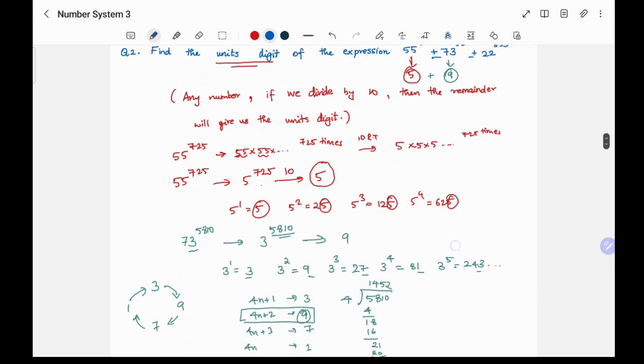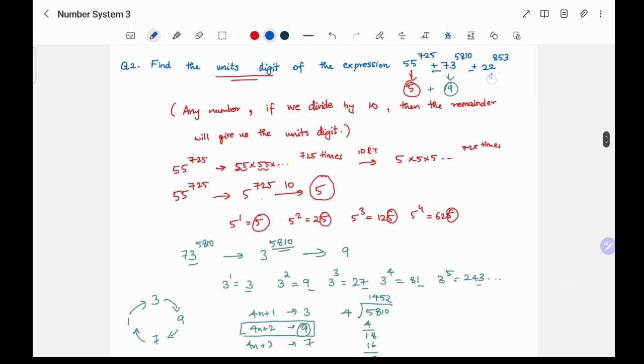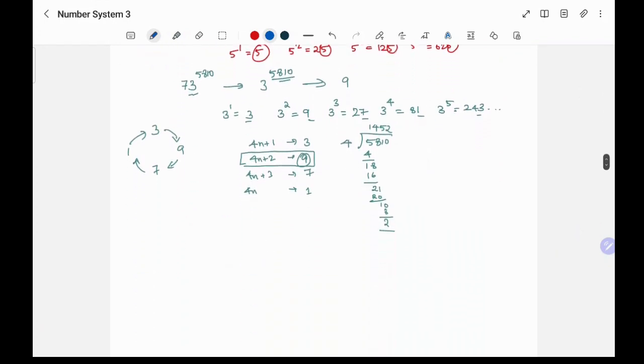So now let's check for 22 power 853. Again using the remainders theorem, this is equivalent to 2 power 853. Now we'll check the powers of 2.